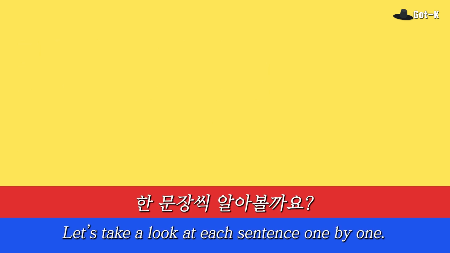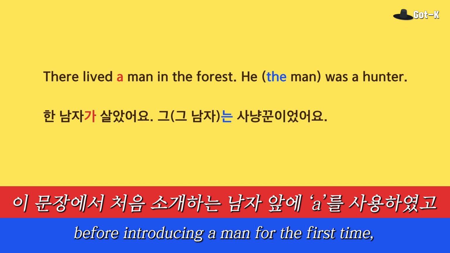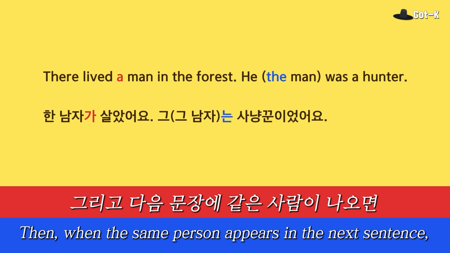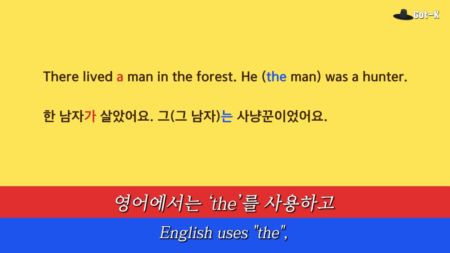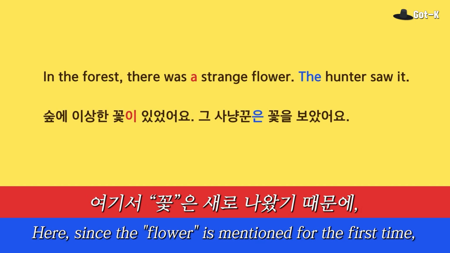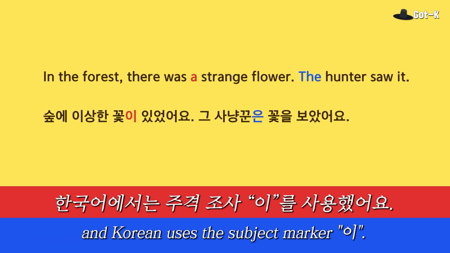Let's take a look at each sentence one by one. In this sentence, the article a is used before introducing a man for the first time, and the Korean subject marker ka is used. Then, when the same person appears in the next sentence, English uses the, while Korean uses the topic marker nun. Here, since the flower is mentioned for the first time, English uses the article a, and Korean uses the subject marker i.